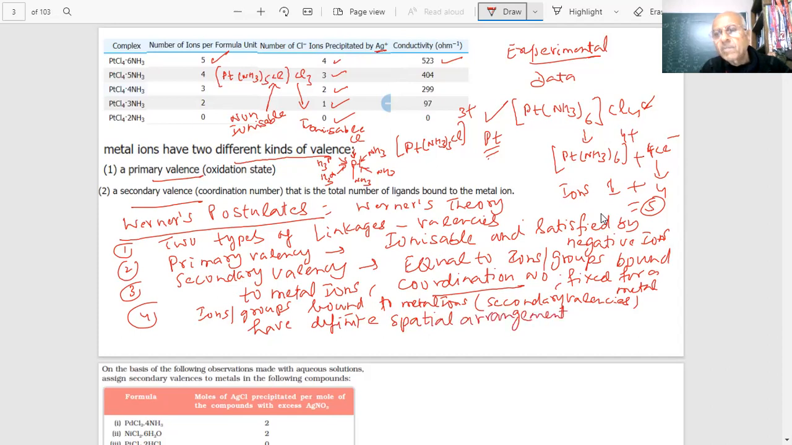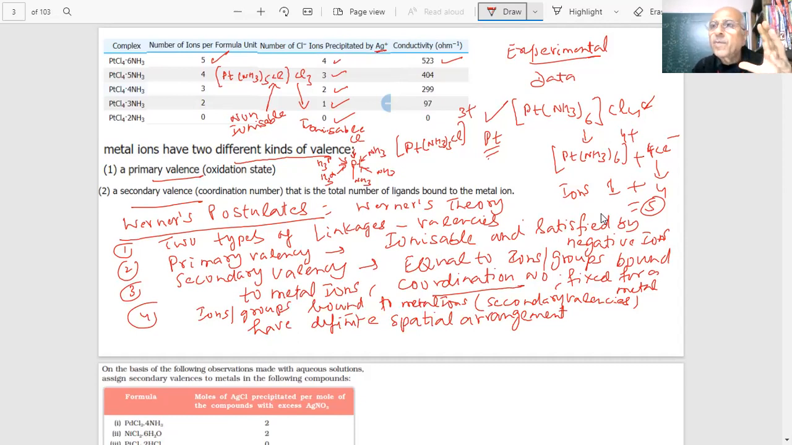They have definite arrangement around the metal: octahedron, tetrahedron, square planar. These types of geometries will be there, and we are representing them in the square brackets, students.